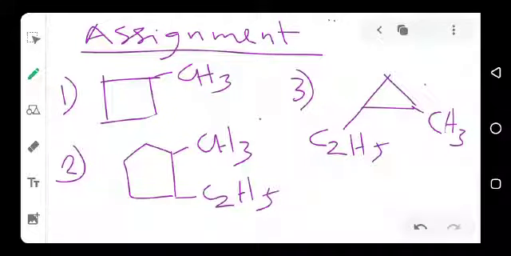Okay. So this is the assignment we have. Copy this and try to name them. Name these structures. This one has one substituent. So I've given you the tip how to name it. Now this has two substituents.